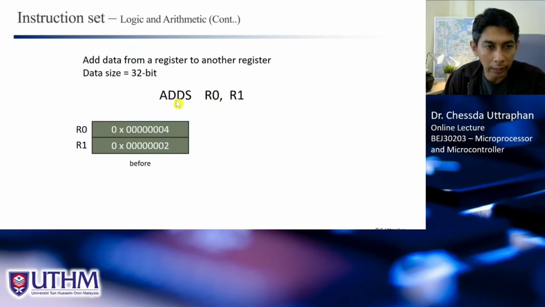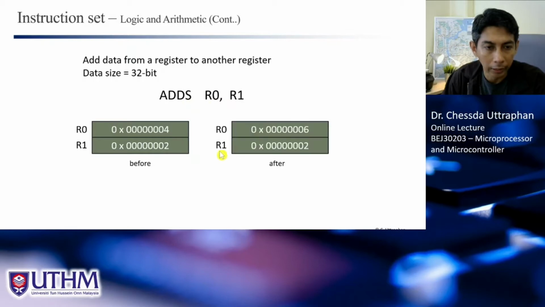For example, we want to add the content of R0 to the content of R1, and the result is stored in R0. So the instruction is ADDS R0, R1. When we execute the instruction, we have 4 plus 2, and we have 6 in R0. Remember, R0 is the destination, so the result will be in R0, and R1 has no change. The size of the operation is always 32-bit: when you use add, you add 32-bit plus 32-bit.